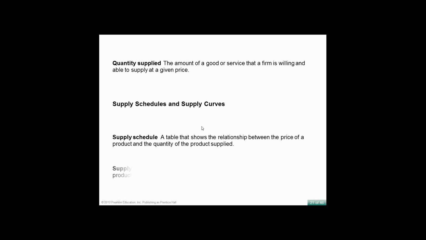So now we're going to talk about supply. Quantity supplied is the good or service that a firm is willing and able to supply at a given price. A supply schedule is a table that shows the relationship between price of a product and quantity supplied. A supply curve shows the relationship between the price of a product and the quantity of the product supplied.